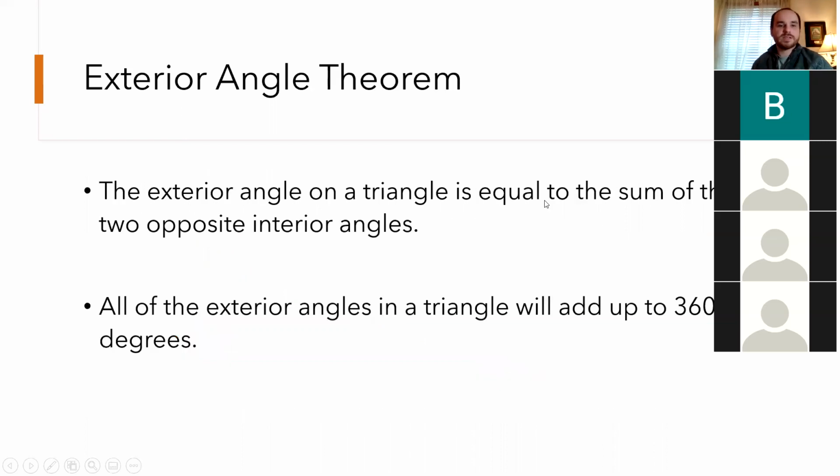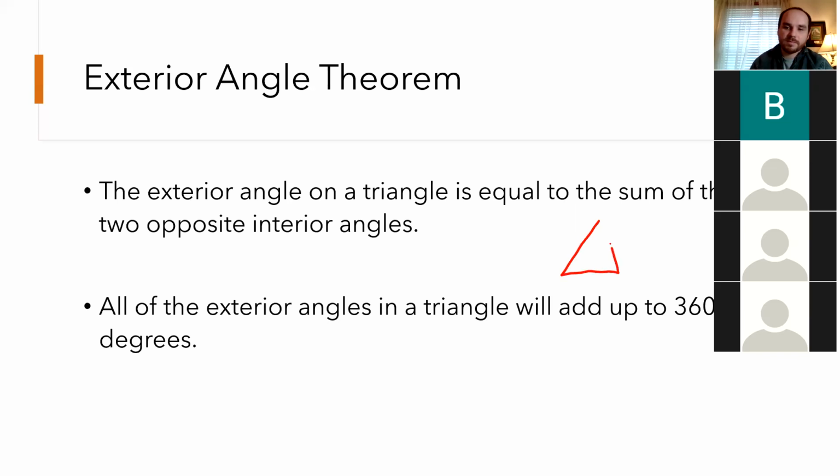Now there's something called the exterior angle theorem, and this is something that you'll probably want to write down. This says that the exterior angle of a triangle is equal to the sum of the two opposite interior angles. Now, that's a lot of fancy words. Let me show you what that actually means.